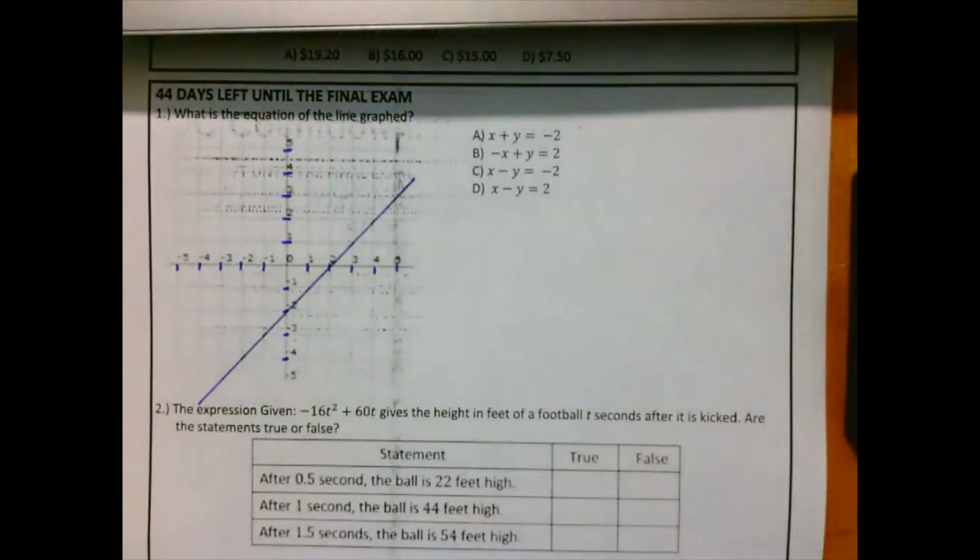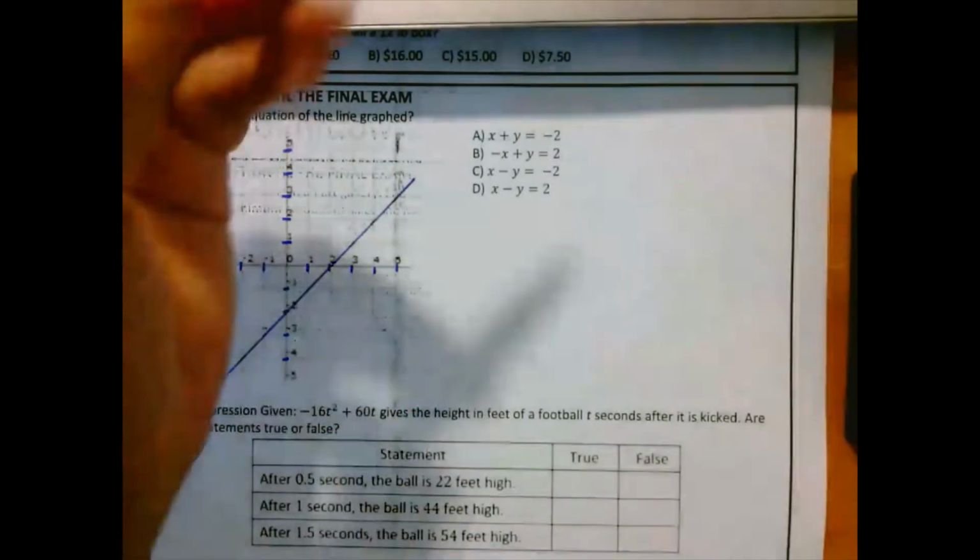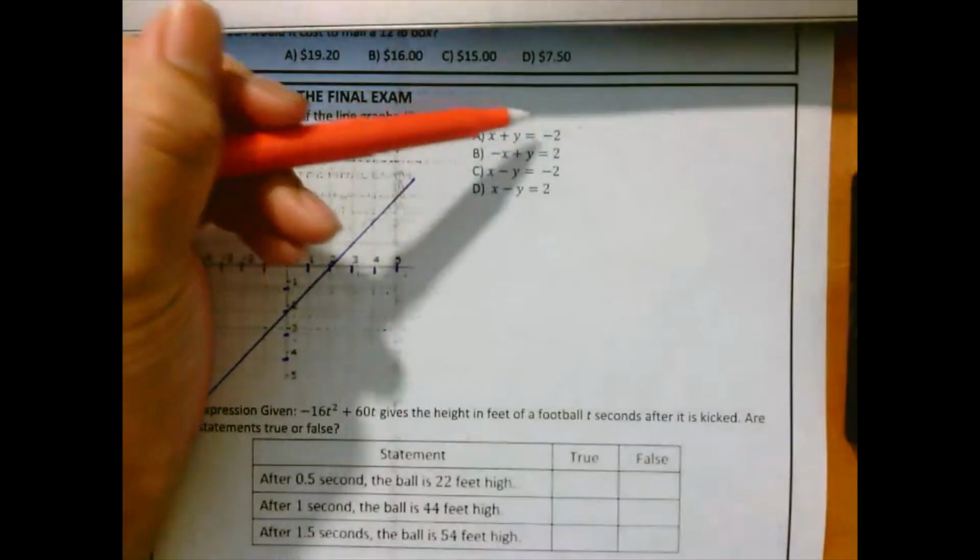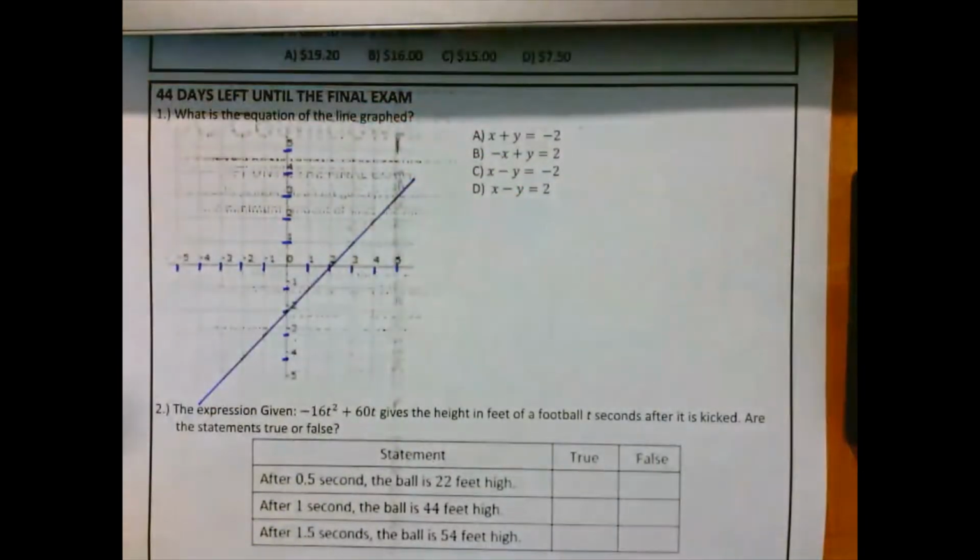Day 44. Number 1. What is the equation of the line graphed? Alright, so I made these little marks so it's a little bit easier to see the graph since my printer didn't do such a great job on that. Let's see. So there's a couple of ways to do this. You can rearrange all of these answers so that they're in slope-intercept form.